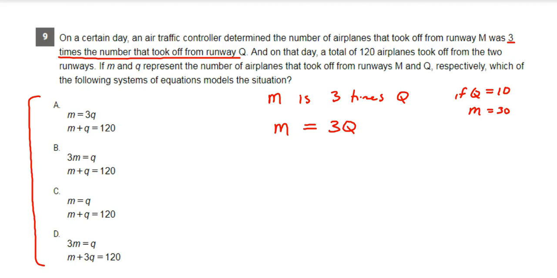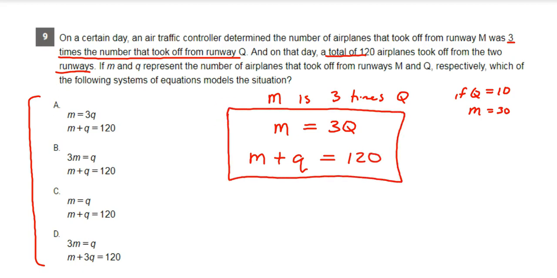And then on that same day, a total of 120 airplanes took off from the 2 runways. So when you add up the 2 runways together, it came out to be 120. So the M flights plus the Q flights came out to be 120 total flights. So I now have my system of equations. If I needed to solve it, I could. We have some different methods for that. But the correct answer for this one would be A.